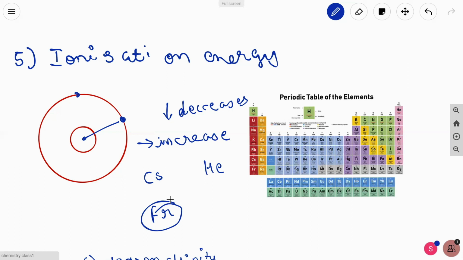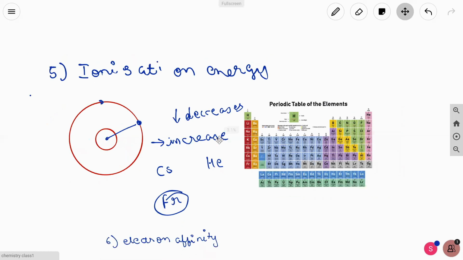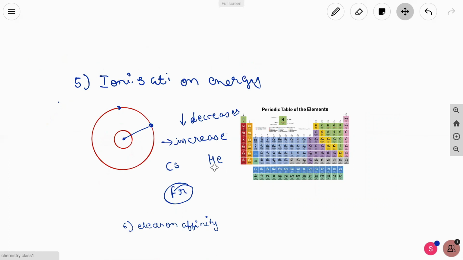Not everything we learn are general properties. For example, when we go towards the right, we say that the ionization energy increases, but for two elements it does not. For example, magnesium's ionization energy is a little bit more than aluminium's, and nitrogen's ionization energy is more than oxygen's. So there are a lot of exceptions, but in our syllabus, we don't have to learn the exceptions.